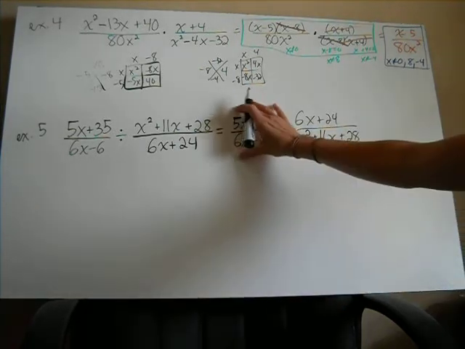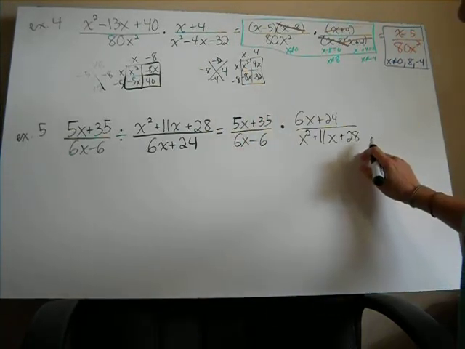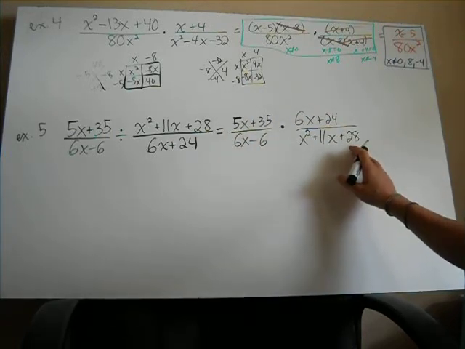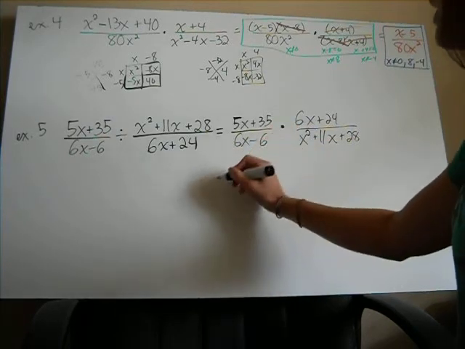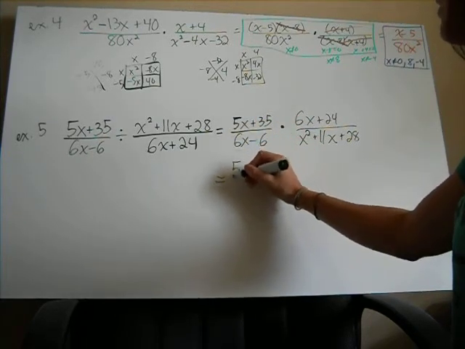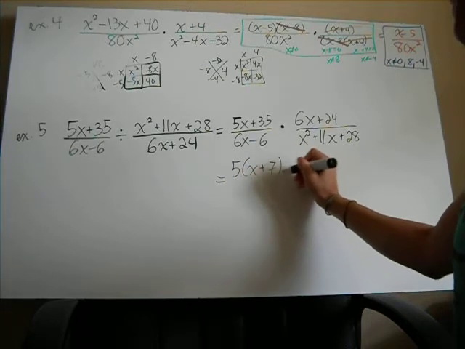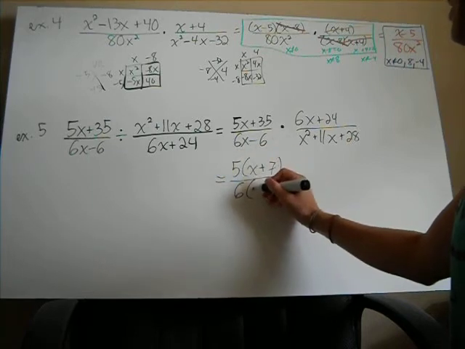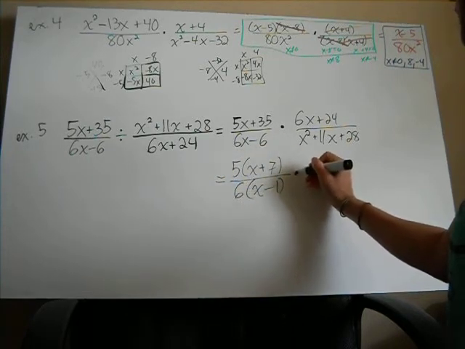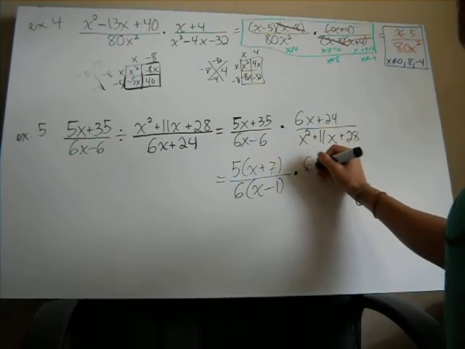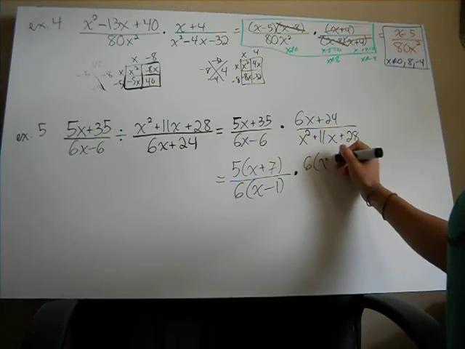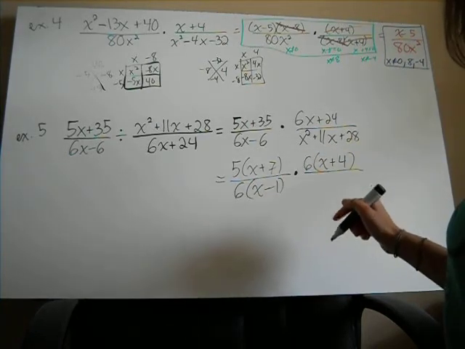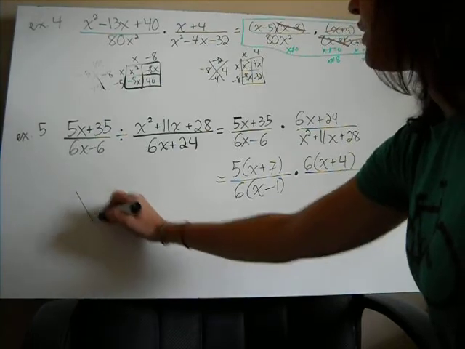Now that we have it set up as a multiplication problem, we continue on just like we did in the last one, and we factor everything, and then we're going to look for things we can cancel out. So the GCF right here is 5, so this is 5 times x plus 7. The GCF here is 6, and when you divide out that 6, you're left with x minus 1. The GCF in that numerator is 6, and 6 goes into 24 4 times. Oh, we have a little quadratic there. I guess I'll factor that way over here.